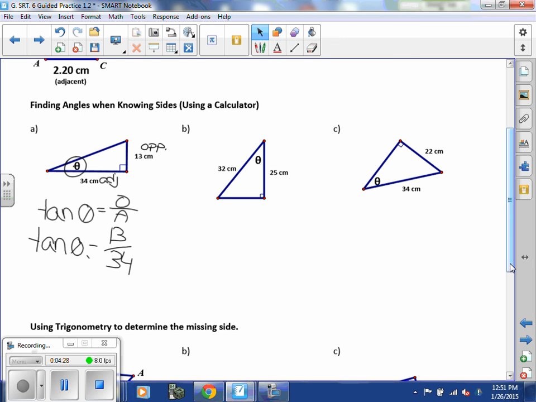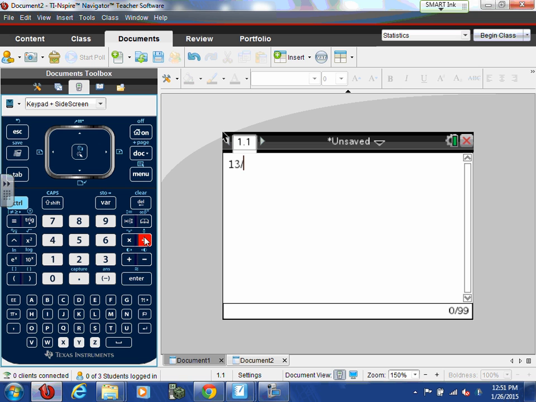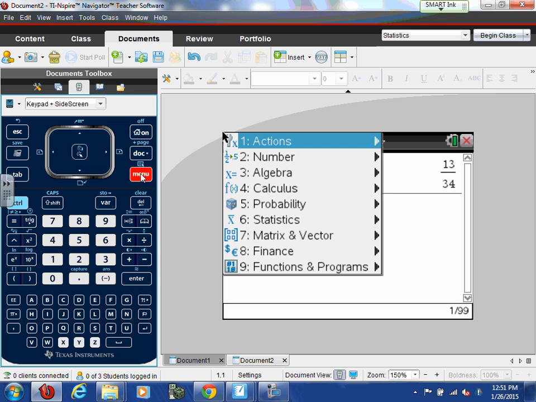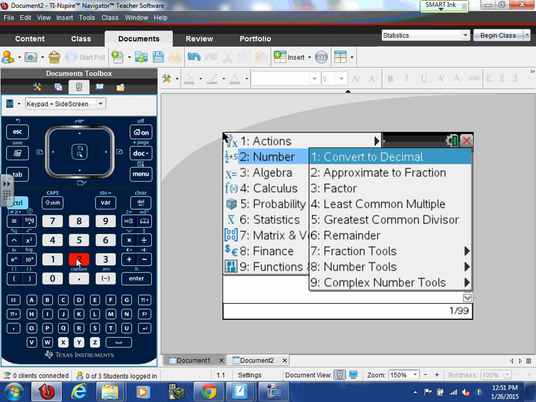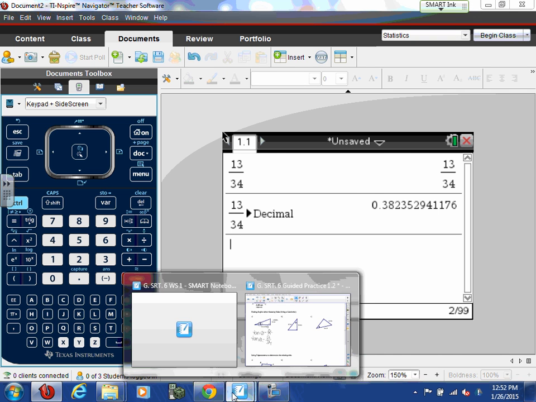We've got 0.3823. Whoa. And then we've got something different, 20.29. All right, well, I'm going to take my calculator and I'm going to take 13 divided by 34. And menu, number, take the decimal. There's the whole entire answer. That's the answer. Nothing more. I think. Let me go back to the problem.